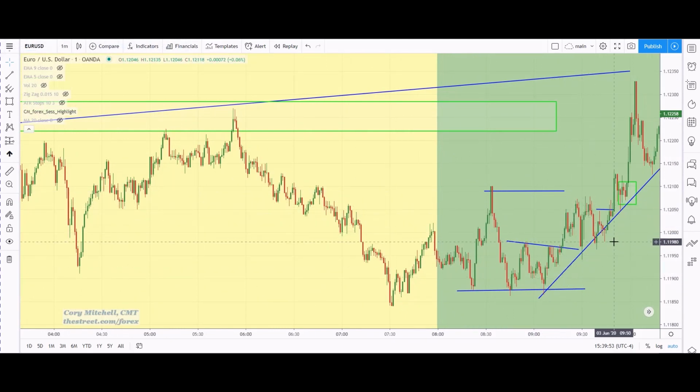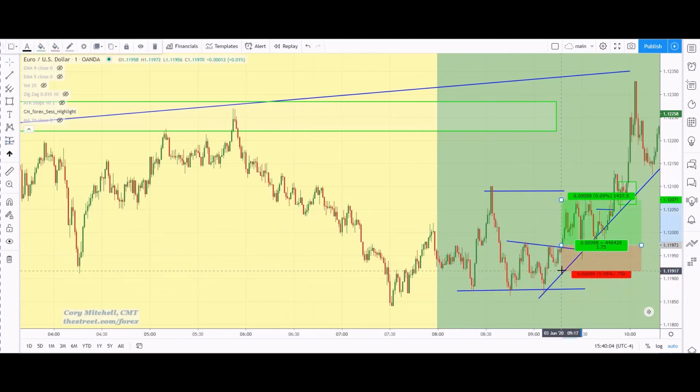Price action unfolds, gets really choppy. This was basically the opportunity to stop you out if it was going to, but it would not have.